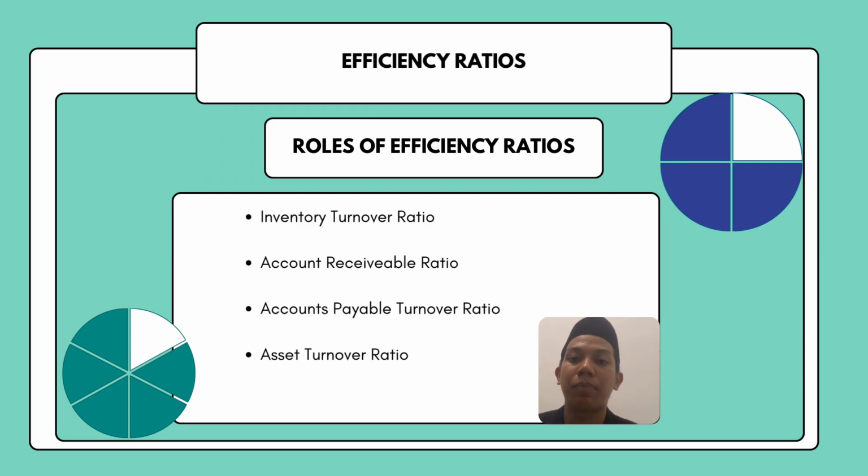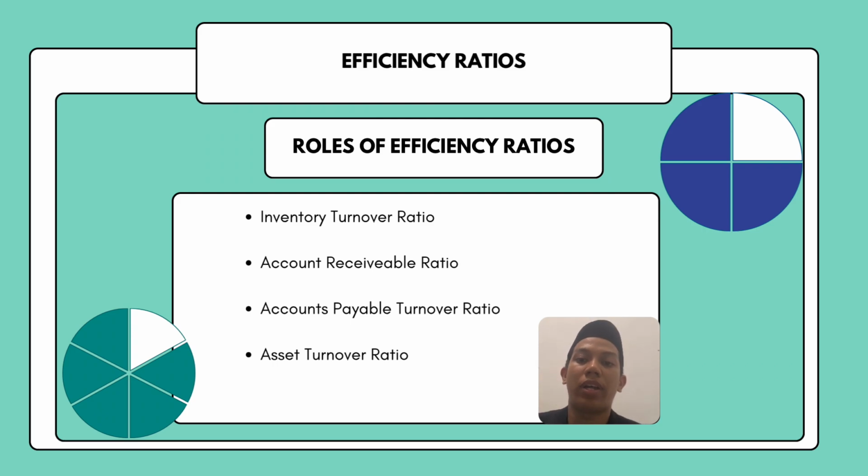So what is the purpose of the inventory turnover ratio? This ratio indicates how efficiently a company manages its inventory. A higher turnover rate suggests that the company sells inventory quickly, reducing storage costs and the risk of obsolescence. The second one is the accounts receivable ratio. This ratio measures how effectively a company collects its receivables. A higher ratio implies efficient credit policies and effective collection processes, leading to better cash flow management.